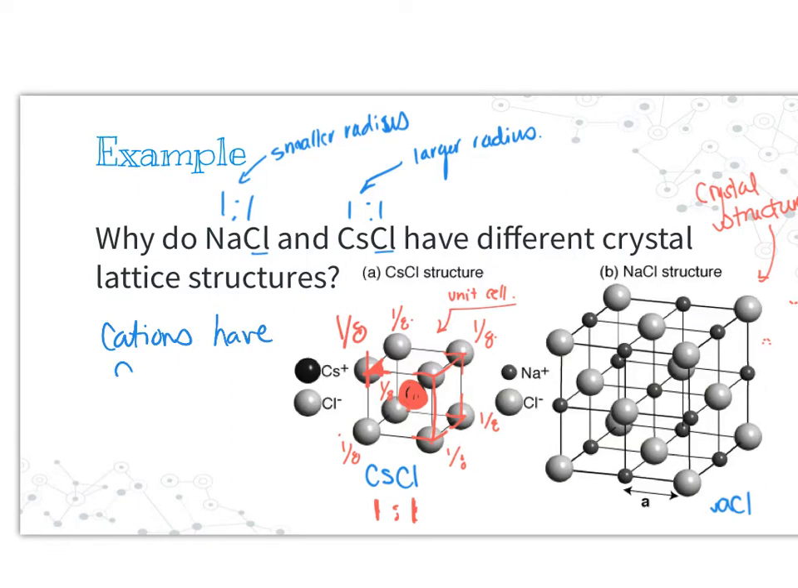have different radii. Radiuses? Radii, maybe? I don't know. English is not my subject of choice. So the cations have different radii, therefore that will affect the packing of this crystal structure.